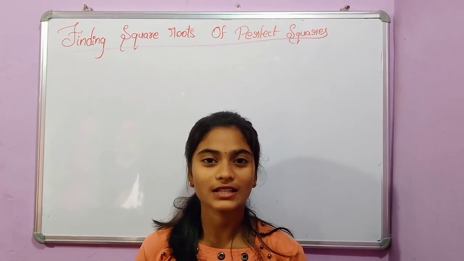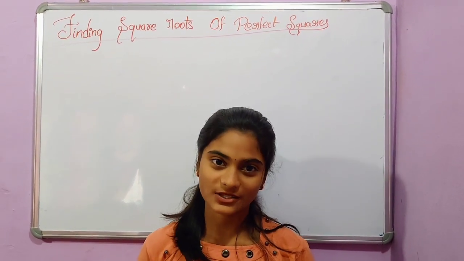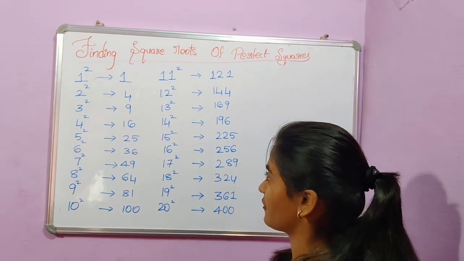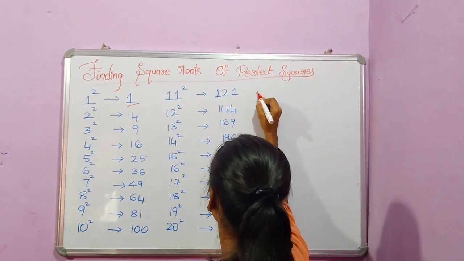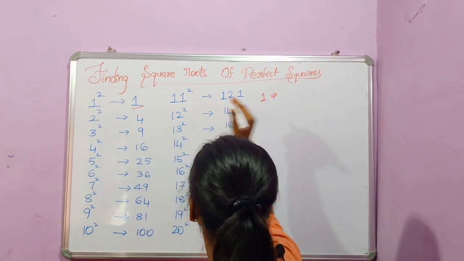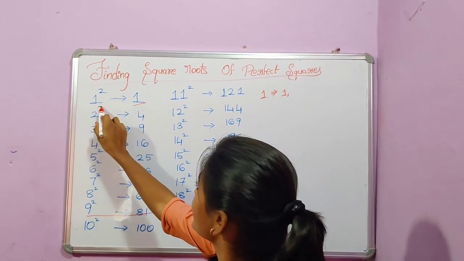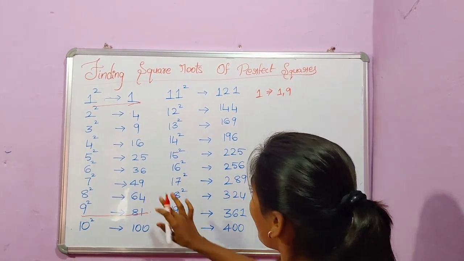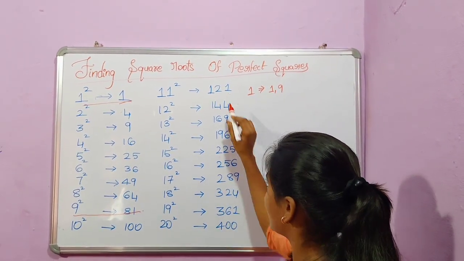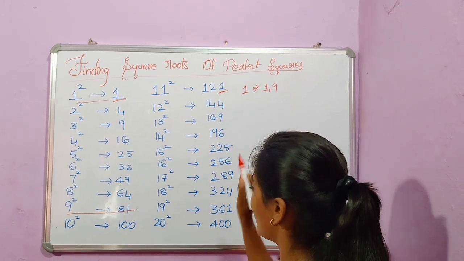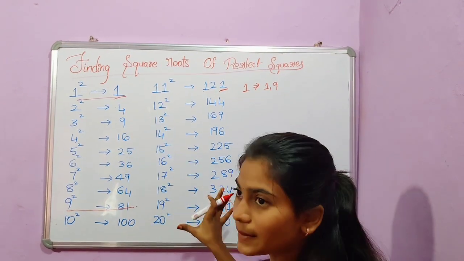I am going to tell you some tricks to find square roots of perfect squares and also cube roots of perfect squares. Observe this carefully. Here we are getting 1 as the last digit in the case of 1, and in the same way 9. 9 squared is 81, 1 squared is 1. Here also we can observe 11 squared is 121, and 19 squared is 361. Here the last digit is 1, and this will be repeated periodically.